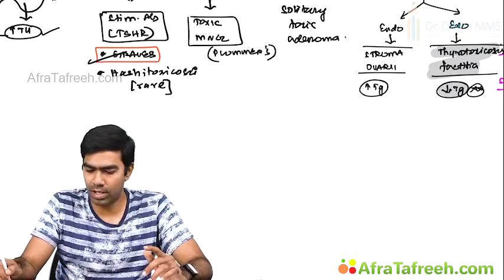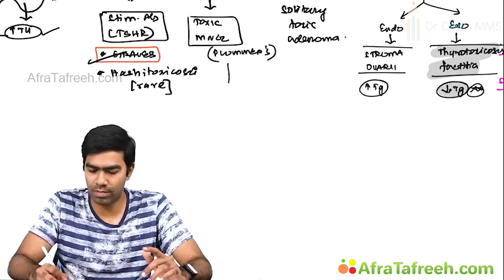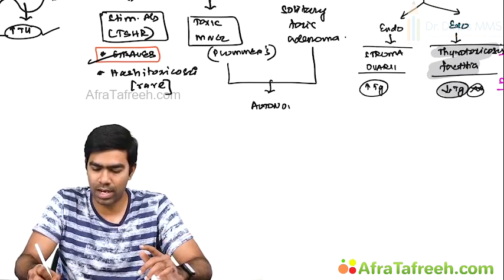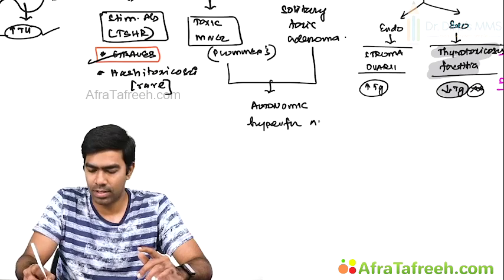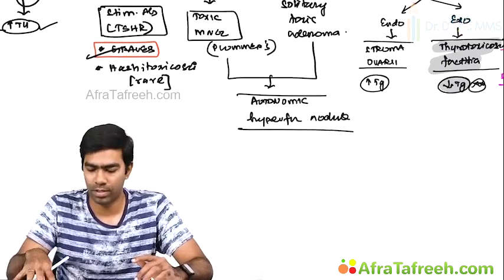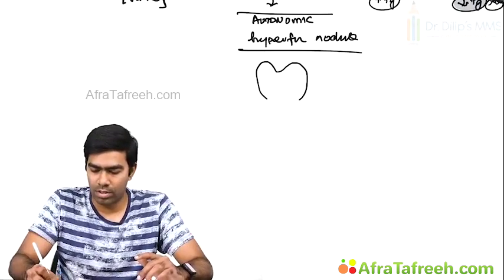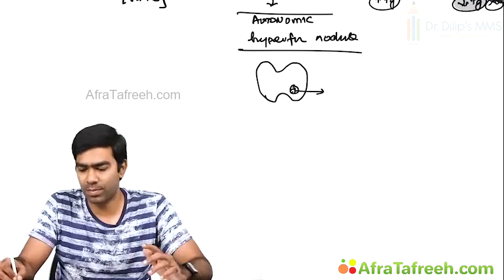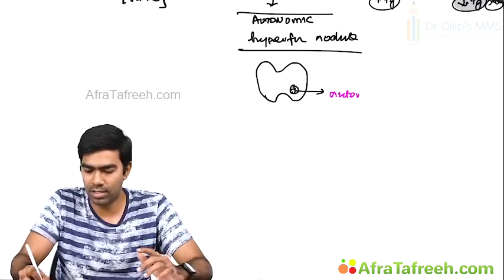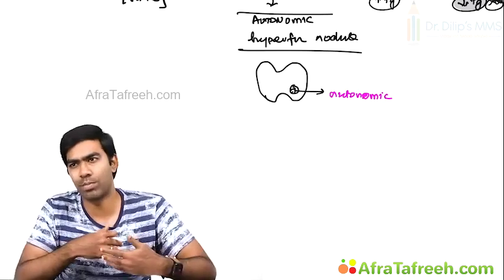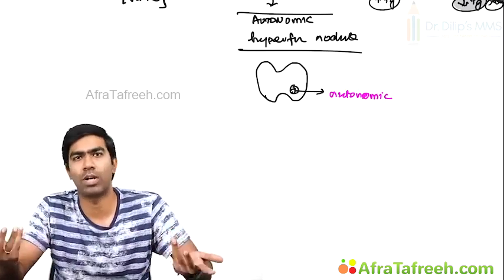In both these conditions, whether you have a toxic MNG or a toxic adenoma, the gland is having an autonomous hyperfunctioning nodule. That is the problem here. In both these conditions, the patient has an autonomous hyperfunctioning nodule in the thyroid. Remember, if the patient has a single nodule that is hyperfunctioning, which means it's autonomous, it is not going to care about the TSH at all. They are going to produce excessive T4 no matter what the levels of TSH are.